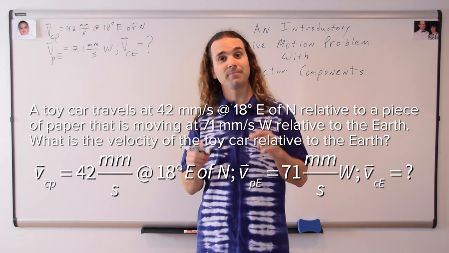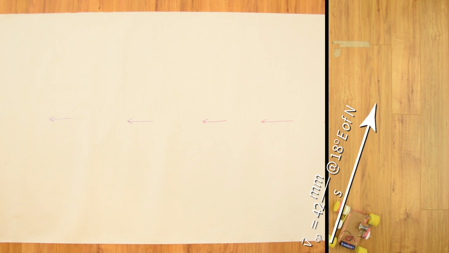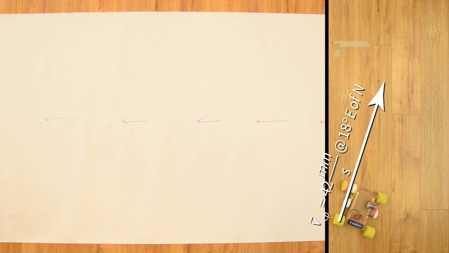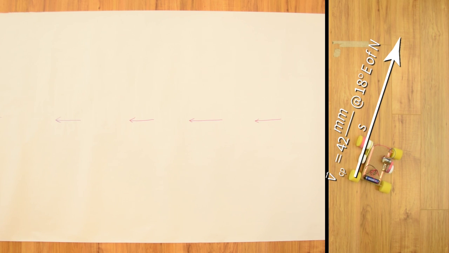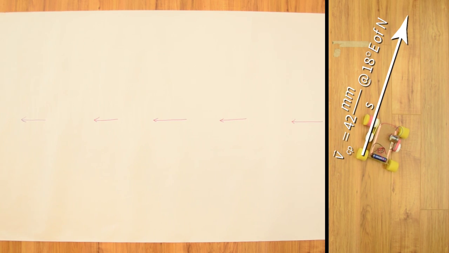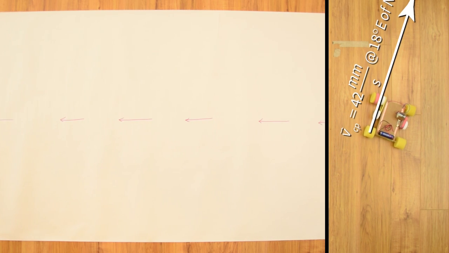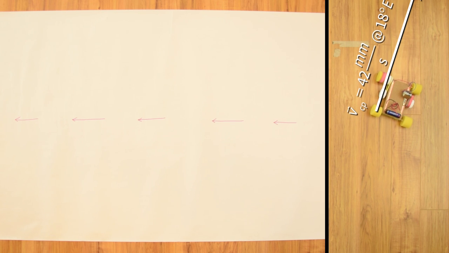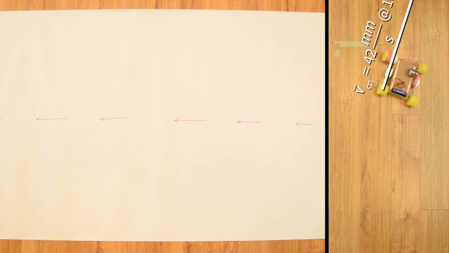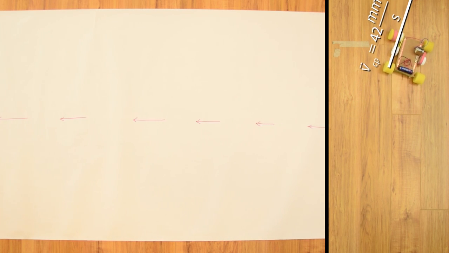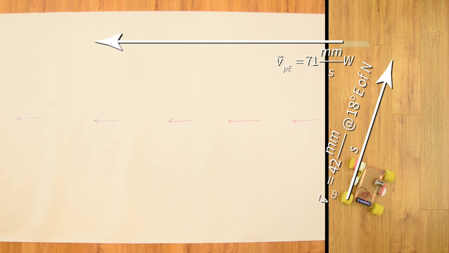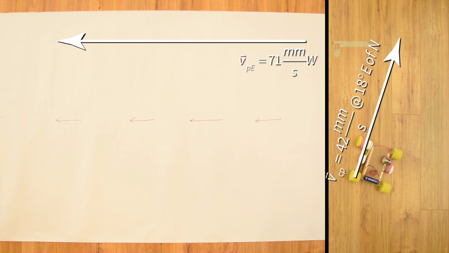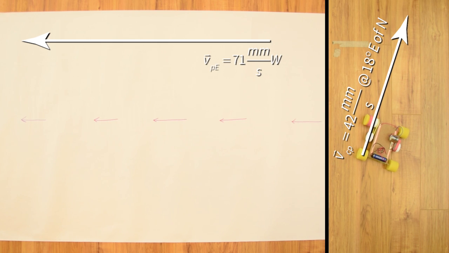Thank you both. Now, let's visualize the problem. We know the car moves at 42 millimeters per second at an angle of 18 degrees east of north with respect to the paper. In other words, if the toy car were not on top of the paper, it would move at an angle of 18 degrees east of north. However, because the car is on top of the paper, which is moving at 71 millimeters per second west, the car moves in a different direction relative to the Earth.